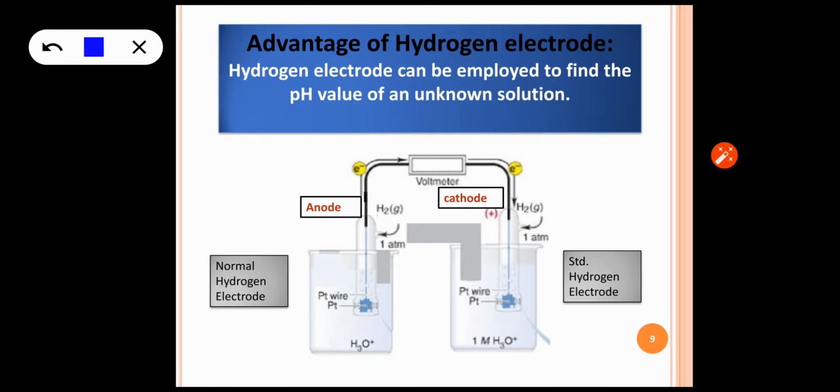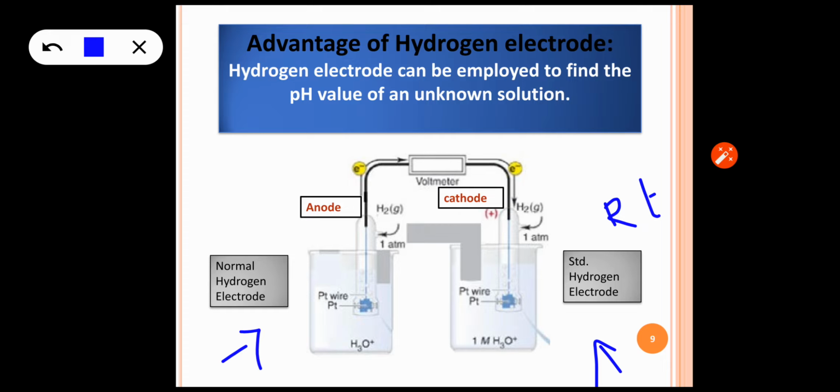Hydrogen electrode can be employed to find the pH of the unknown solution. In this cell, we have the normal hydrogen electrode on the left hand side, which is taken as anode, and the standard hydrogen electrode is taken as cathode on the right hand side. Now what is the difference between the normal hydrogen electrode and the standard hydrogen electrode? Remember, the construction, everything is similar here. Only the concentration of H plus will vary.